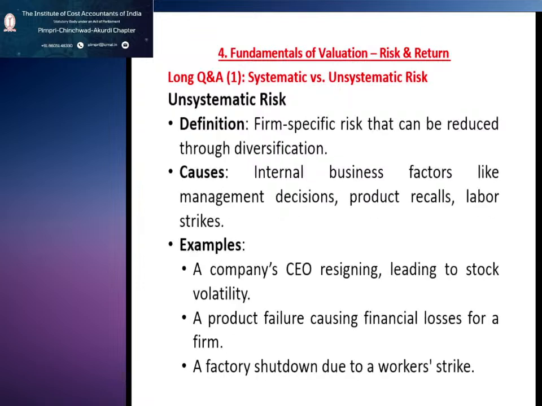Then let's look into the difference between the systematic and unsystematic risk. So unsystematic risk is definition wise firm specific risk that can be reduced through diversification. So it's about the risk about that particular entity or the security associated to a particular firm, and that's why the various risks associated to a particular firm or company, that particular firm specific risk can be reduced through diversification.